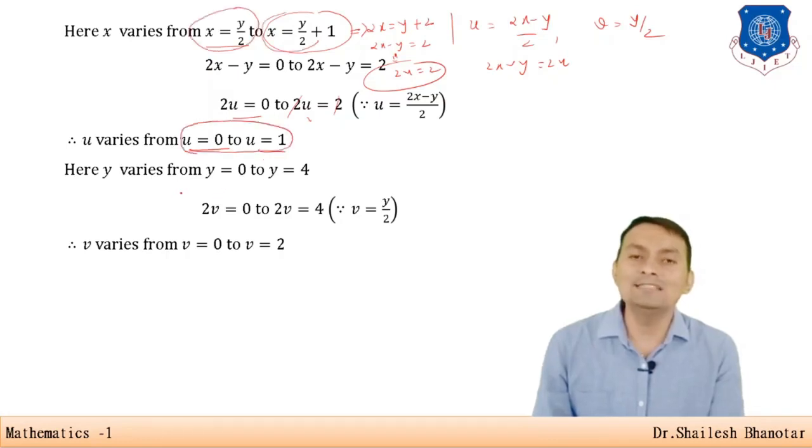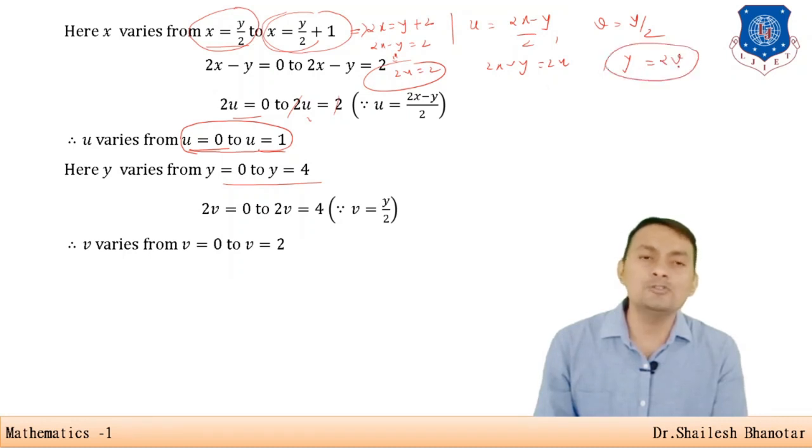But when you consider another limit, y varying from 0 to 4, y is nothing but 2v. That also you can assume. Here y is equal to 0, so v is nothing but 0. And y is equal to 4, so 2v is equal to 4, so we get v is equal to 2. So therefore our limit becomes u from 0 to 1 and v from 0 to 2, and that is the constant limit. Therefore it is very easy to integrate with respect to u and v respectively.